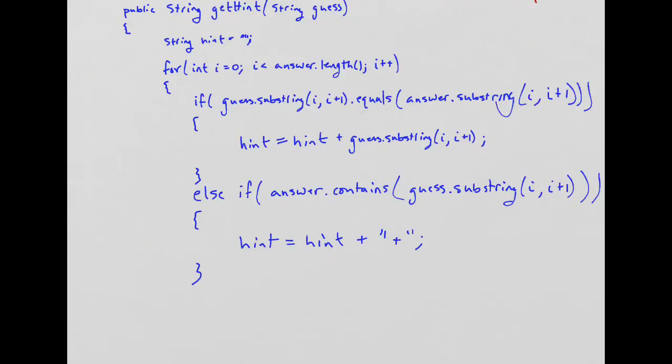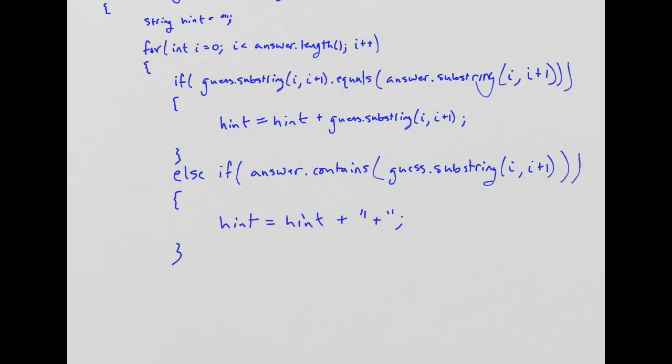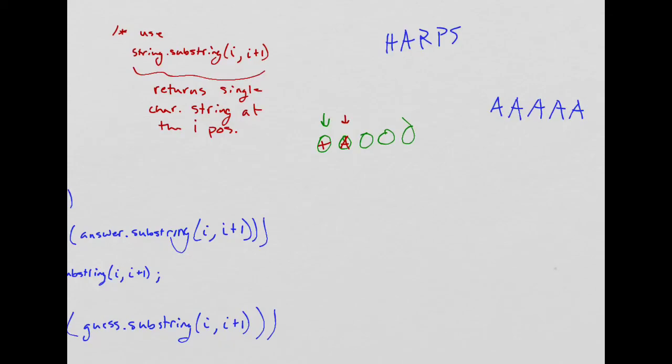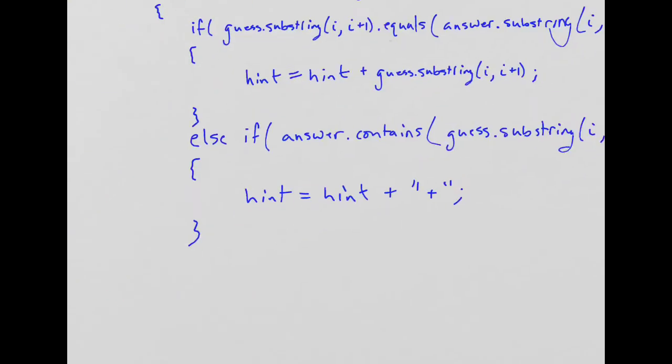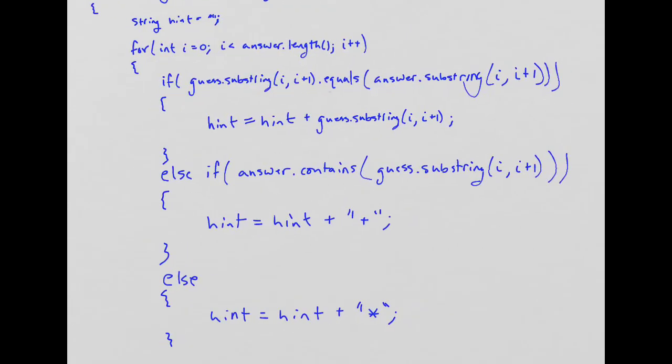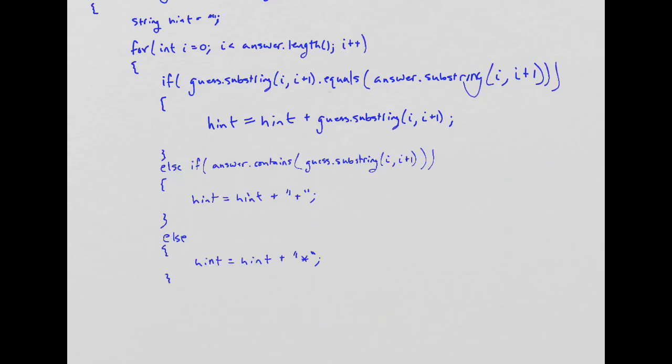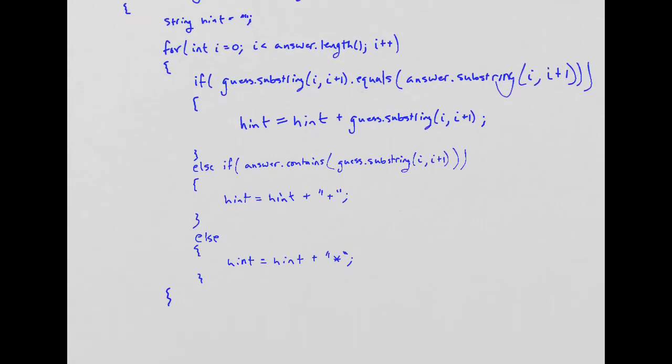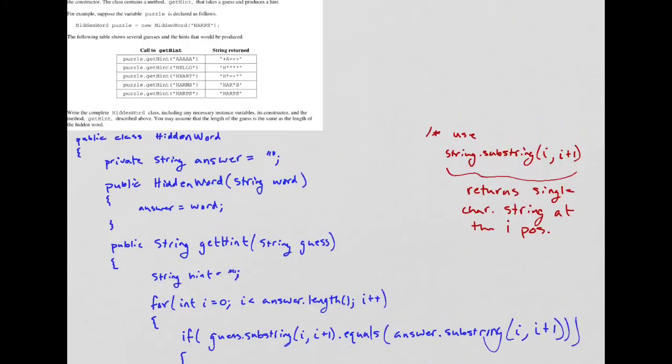But if this doesn't execute and this doesn't execute, then I know that whatever I'm looking at is just not in the word. Like the letter or the letters here are not in this. So I can say else for whatever spot, hint gets hint plus star. Whoops. And then I need to shrink this. And then I can close this, and I still need to return the string. So I close the for loop and then return hint, because that'll build it all the way through, and then I'm done. There it is. Hopefully that makes sense.